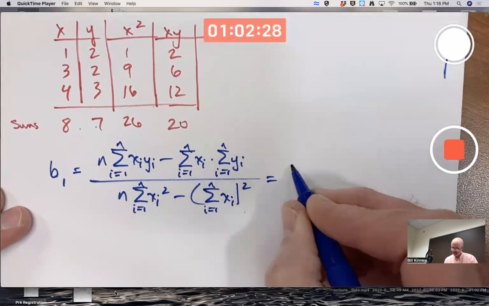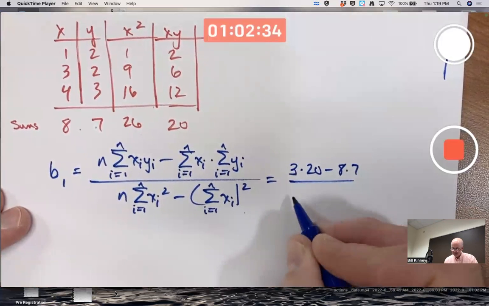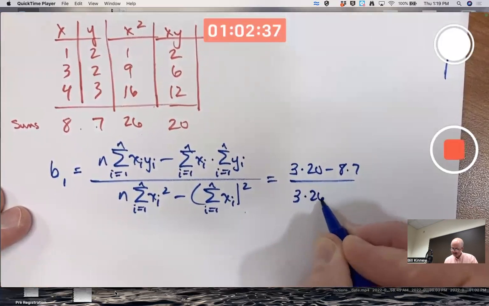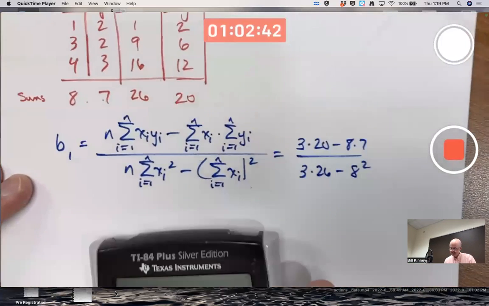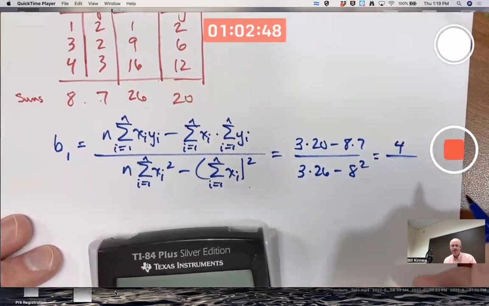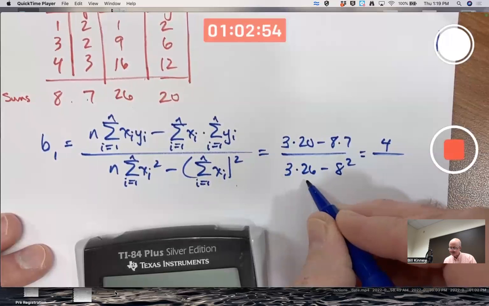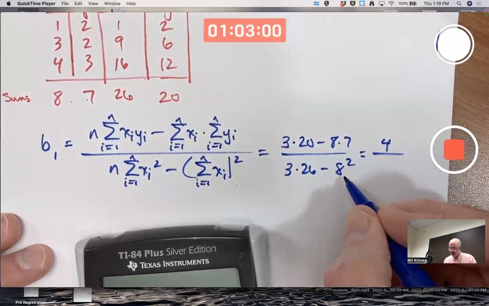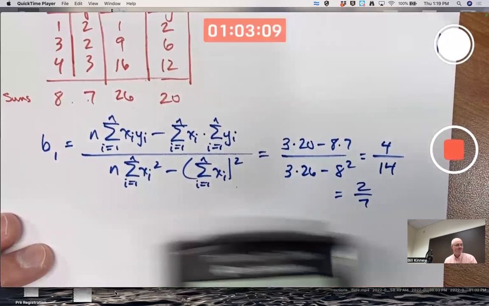N is 3 here, so we get 3 times 20 minus 8 times 7 all over 3 times 26 minus 8 squared. 60 minus 56 is 4. What was the answer? 4 sevenths? I forgot. 3 times 26 is what? 78 minus 64. 78 minus 64 is 14. Yeah. 2 sevenths. There we go. There's the 2 sevenths.